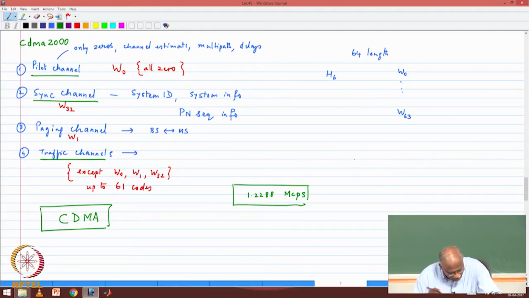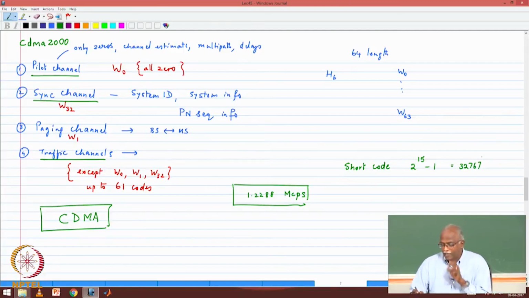The two PN sequences, the official names given: one is called the short code or the short PN sequence. This is the one with a 15th order polynomial, so it will produce a sequence of length 2 to the power of 15 minus 1, which is 32767. It's a slightly awkward number. If it had been 2 to the power of 15, it would have been much easier. So they actually make it a 2 to the power of 15 sequence in the implementation.